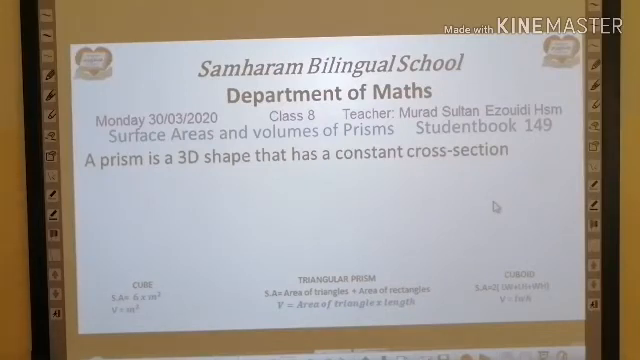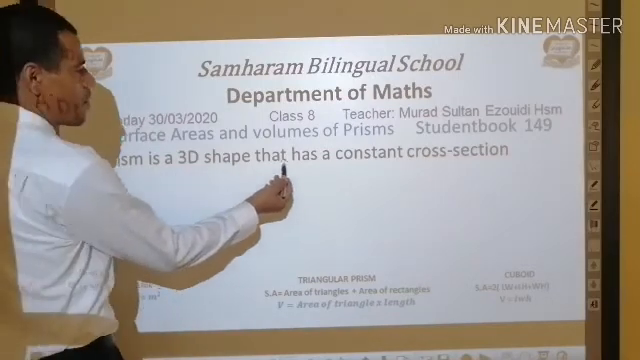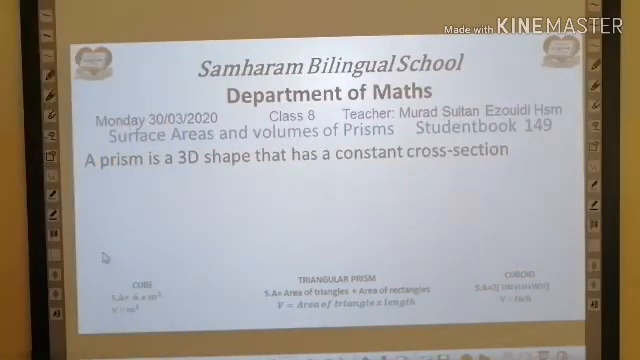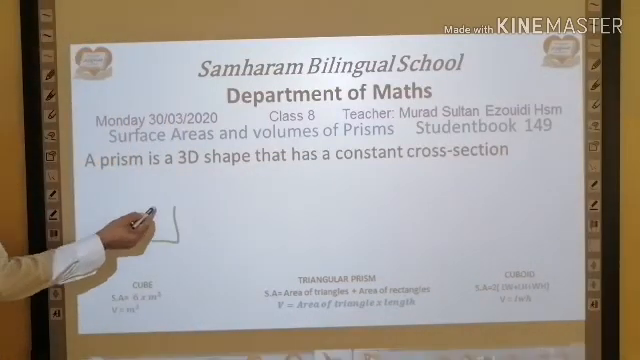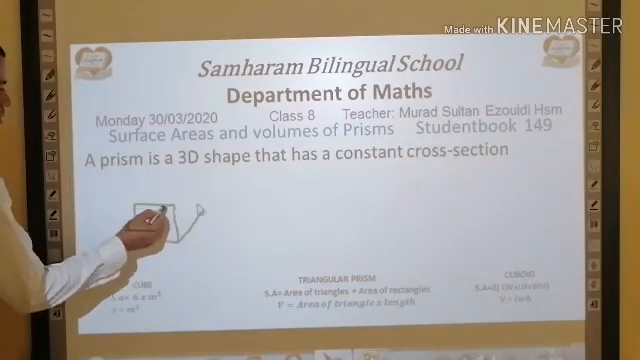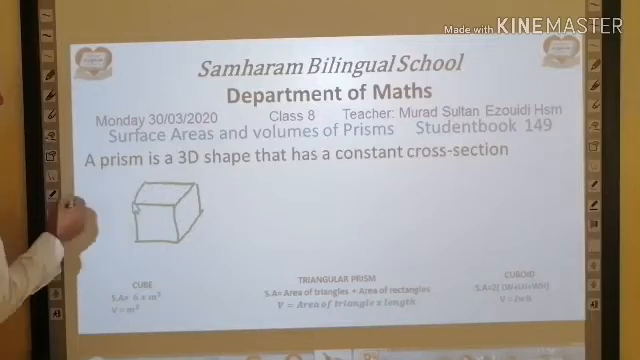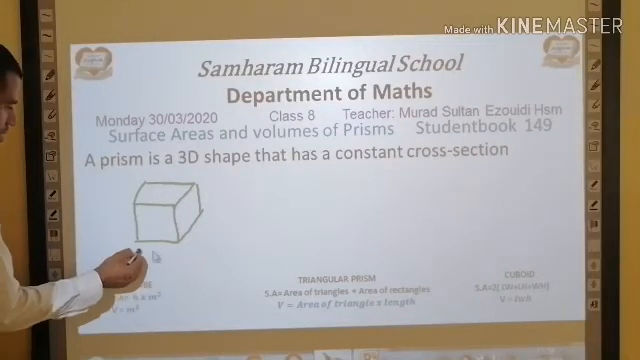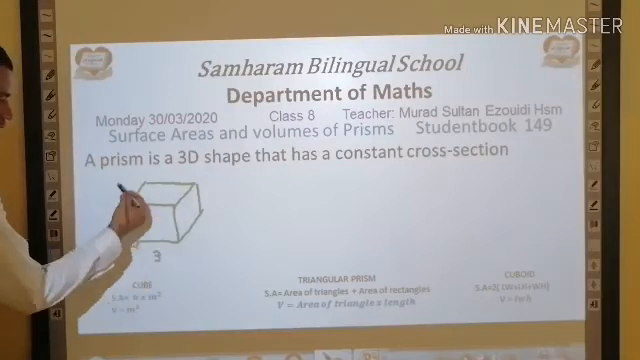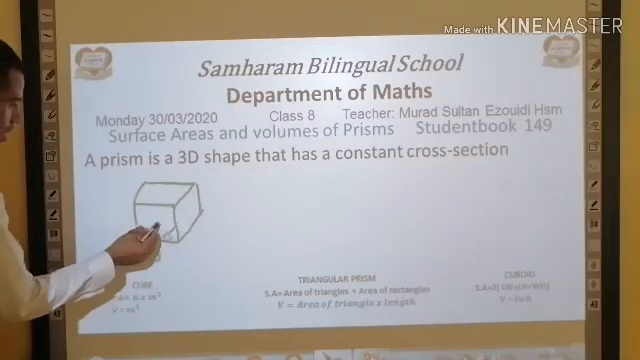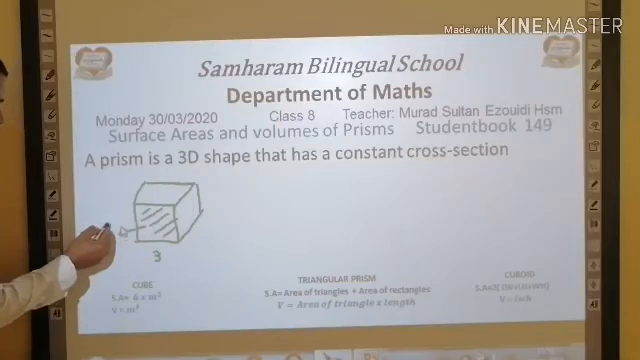Surface area and volumes of prism. Student book, page 149. A prism is a 3D shape that has a constant cross section. For example, this is a cube. This is 3 centimeters, my kids. As a cube, all of the sides are 3 centimeters. I will shade this to make it the cross section.